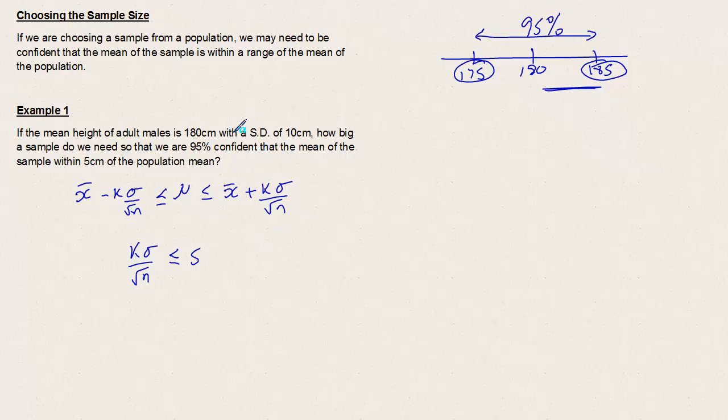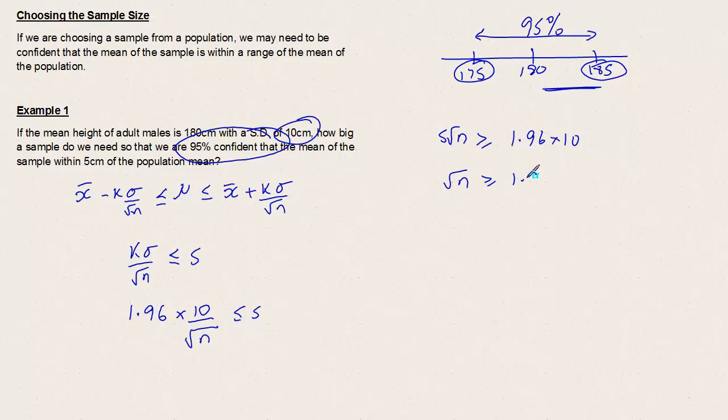So for a 95% confidence interval, the k value, which we could get from our calculator, is 1.96. So we've got 1.96 times sigma, which is 10, divided by the square root of n, and n is what we're trying to find, and we want that to be less than or equal to 5. So we need 5 root n to be greater than or equal to 1.96 times 10. So root n is greater than or equal to 1.96 times 10 divided by 5.